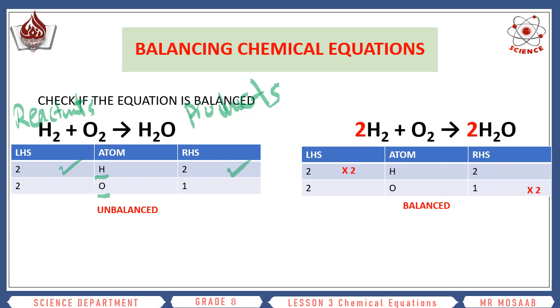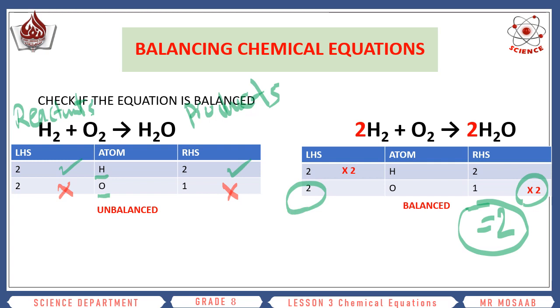But for oxygen we have 2 in the reactants and 1 in the product, so they are not equal, which means this equation is unbalanced. How can we balance this equation? We have to multiply the oxygen with 2. So 1 multiplied by 2 equals 2. So here we have 2 oxygen atoms, and here we have 2 oxygen atoms. So the oxygen is balanced.